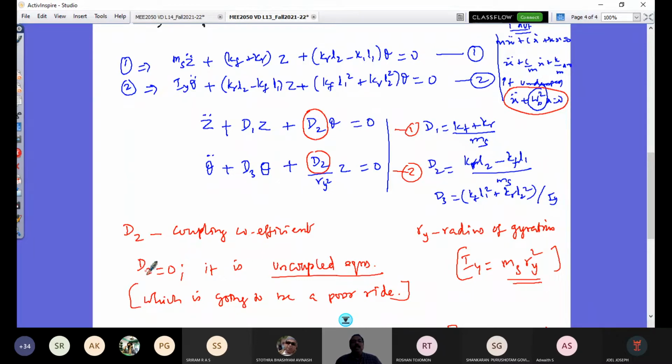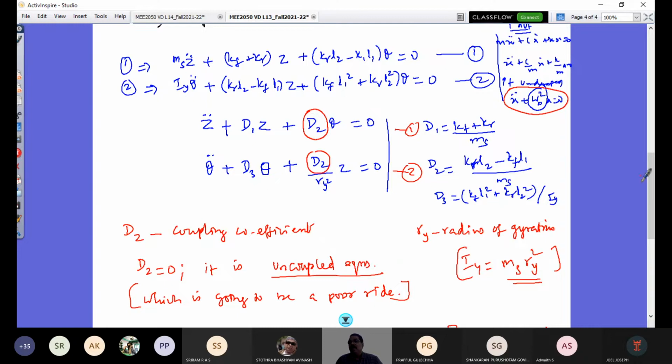So how can I make D2 0 in a vehicle? Look at D2, it is this. So when I make this equal to 0, I have KRL2 equals KFL1. If that condition is satisfied, then my vehicle would be always decoupled for these two rigid body motions of the vehicle body. And is that preferred?